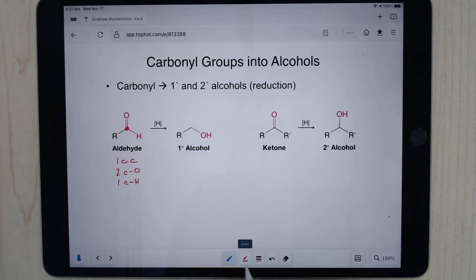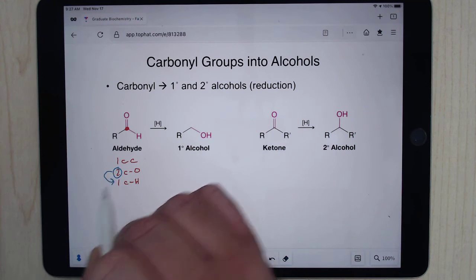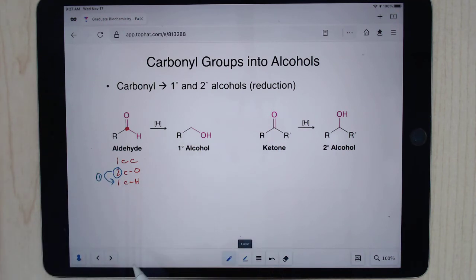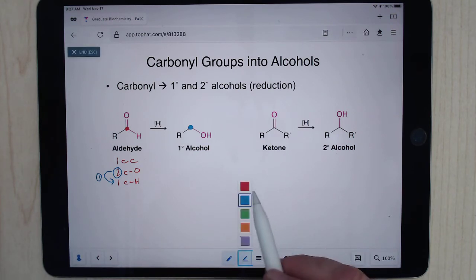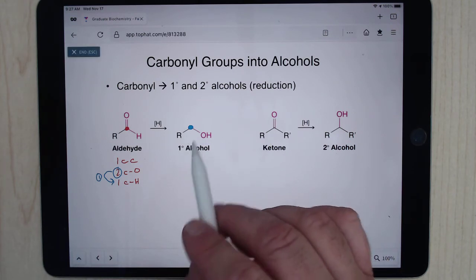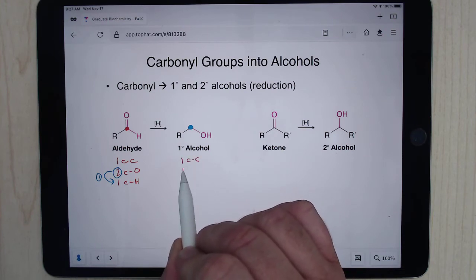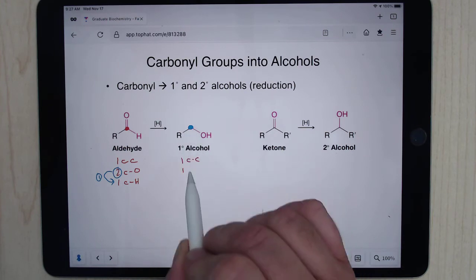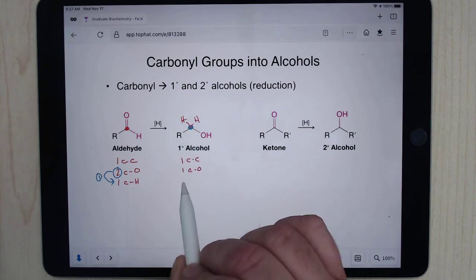Now when we do the reduction, we're going to be converting one of these into a new CH bond. So if we look here, what we're going to be doing is one CC, one CO bond, and then now we've got 2 CH.